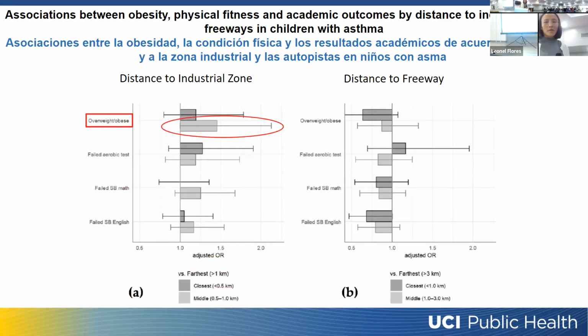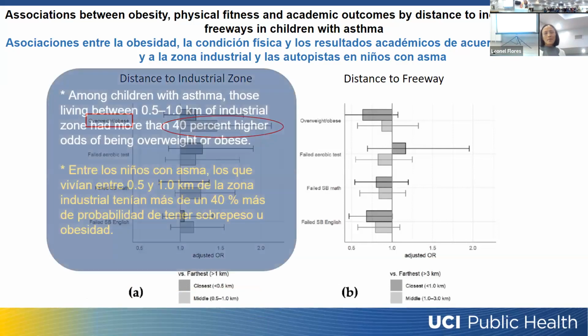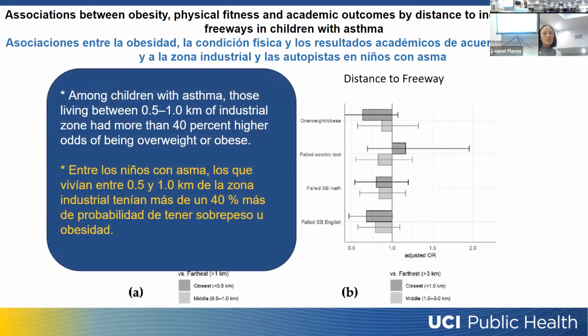So we only found that among children with asthma, those living relatively close to the industrial zone can be more likely to be overweight and obese. And the good thing is that among those children with asthma, other than obesity, we don't find many other impacts. That's good. Next. So that's the same thing. Next.